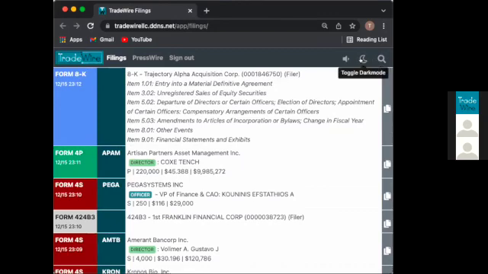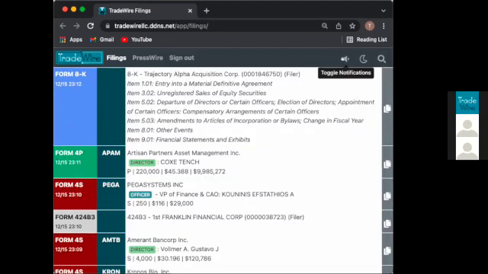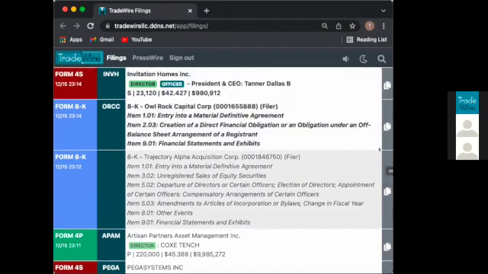You have your night mode over here, if you want your night mode, and you have your sound notifications. This is if you just want to be able to copy the information that you see here in this box. You can just click on this to paste it.